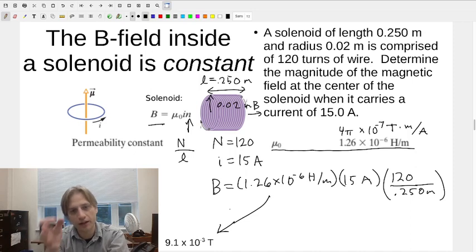Just to keep in mind, if you're getting some big number of Tesla, you've done something wrong, because the biggest magnetic field that's been produced by people on Earth is somewhere below 100 Tesla. Probably. I don't even know if 50 Tesla has been achieved. I think that's already too high.